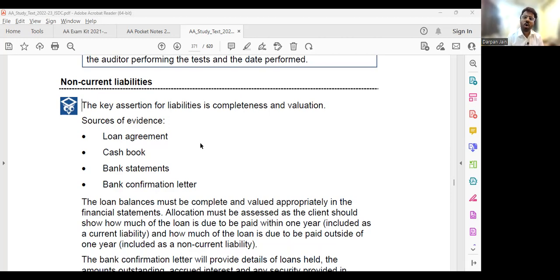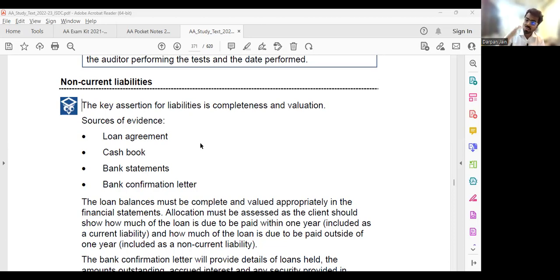In that agreement, all the terms and conditions will be mentioned. Correct? In that agreement itself, all the terms and conditions of the loan will be mentioned. So that loan agreement is a source of evidence. Your cash book is a source of evidence. Because when you've received a loan, you must have recorded it in your cash book, right?